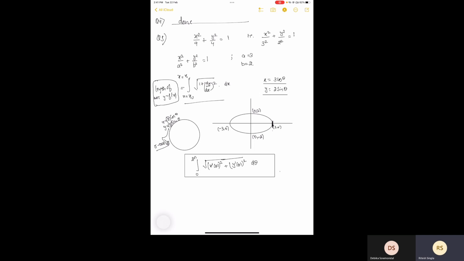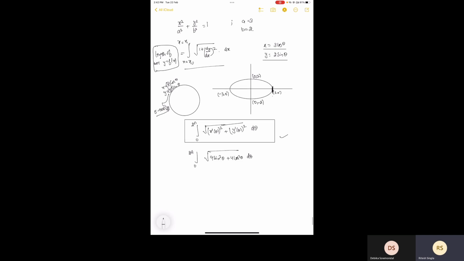Now I think you can solve the integration, because x prime is nothing but minus 3 sin theta. So basically you need to solve this integral: 9 sin square theta plus 4 cos square theta d theta, or in particular you need to solve 0 to 2 pi integration of root of 4 plus 5 sin square theta d theta. So basically they're asking you to find the length of this integral. Now you can use any method you want.